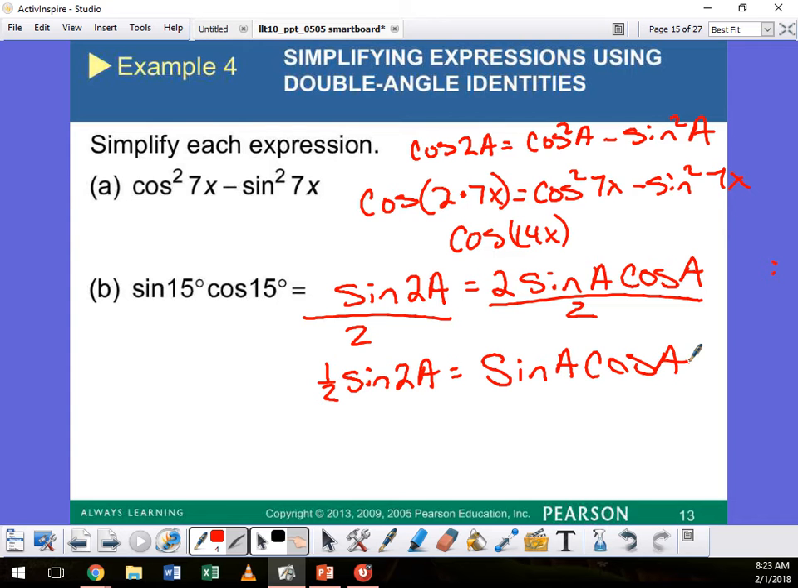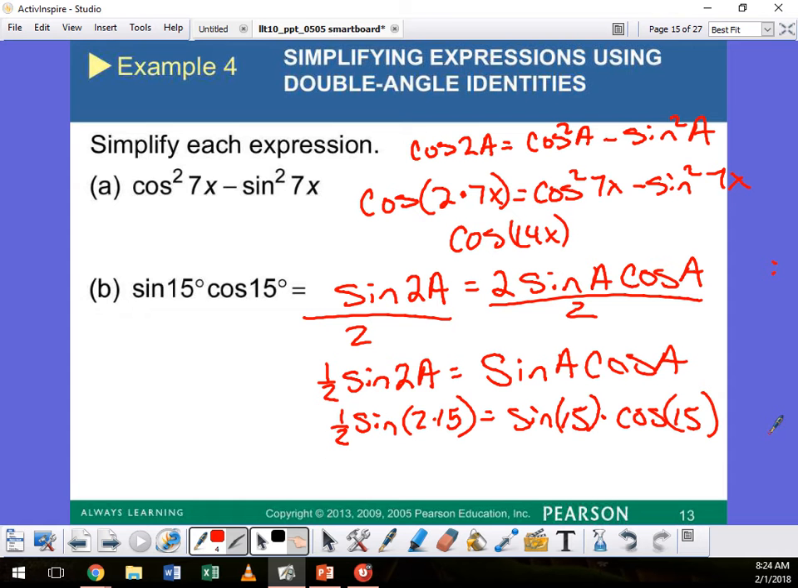Alright, where are we at? Now, what is my A value here? 15. So I can plug it in, can't I? So it's going to be 1/2 sine of 2 times 15 equals sine 15 times cosine 15. I like parentheses around those. Okay, that matches there, doesn't it? Perfect. So it now matches.